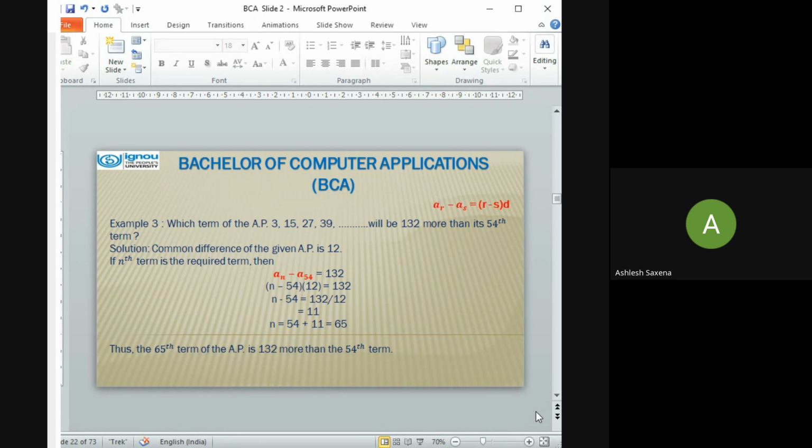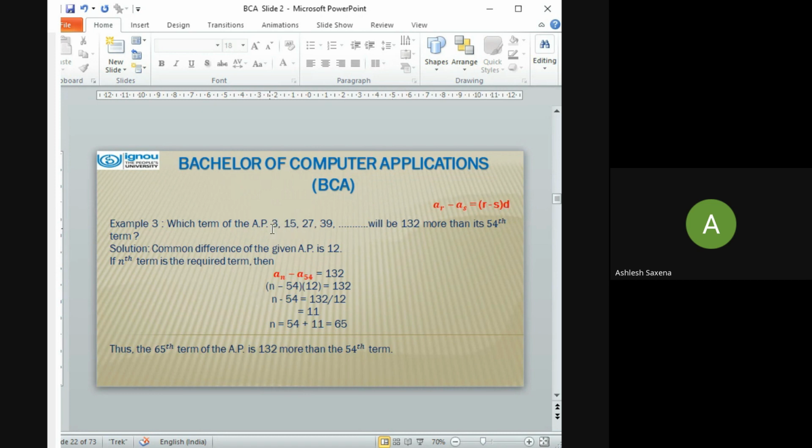That means that is an application of your formula. We are not aware of the nth term. So that will be an minus a54. The difference of the nth term and the 54th term will be equal to 132. Now going back to this formula, your r is n, s is 54, common difference is 12.